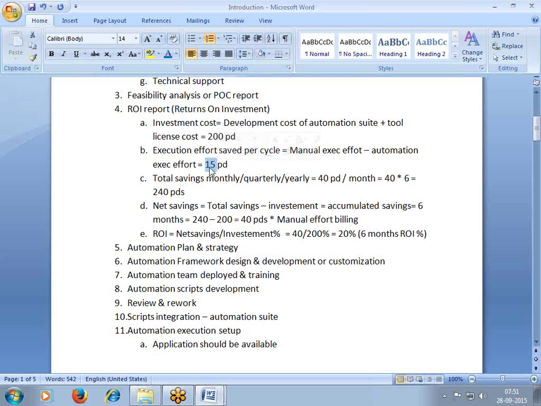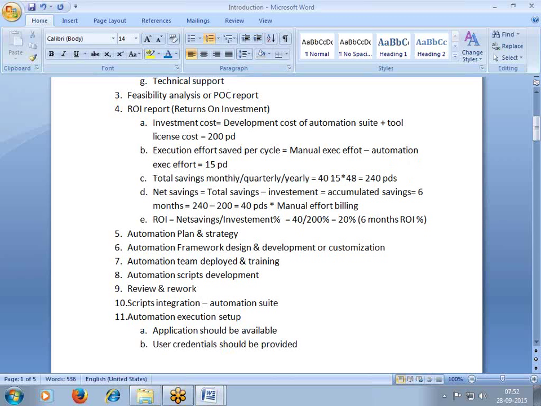So 48 times, and every time you will be saving 15 days. So total how much? 15 into 48. For 2 years we are calculating here. For 2 years, 720 days. That means for 2 years you can save 720 days of effort. Understand?